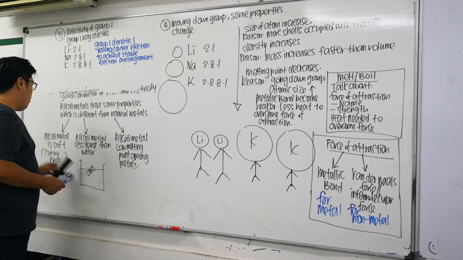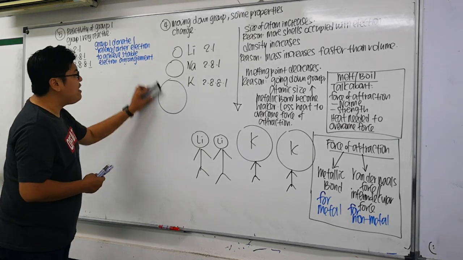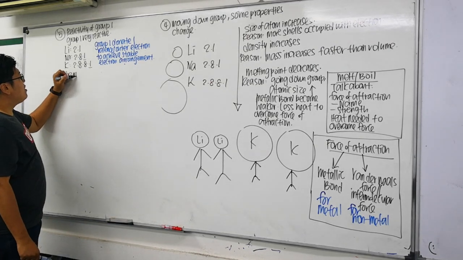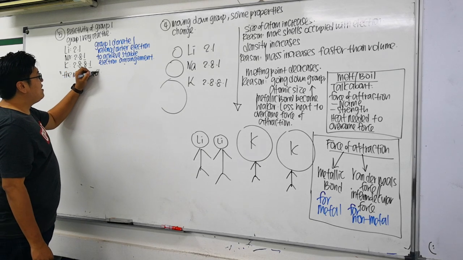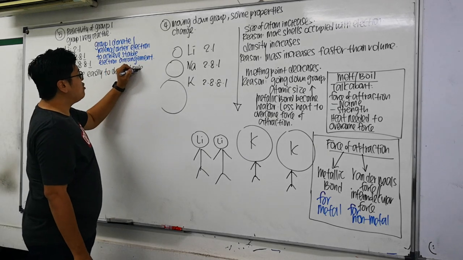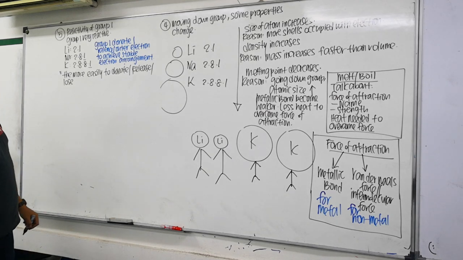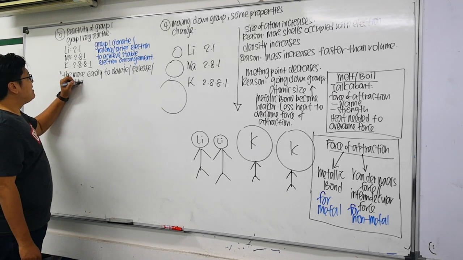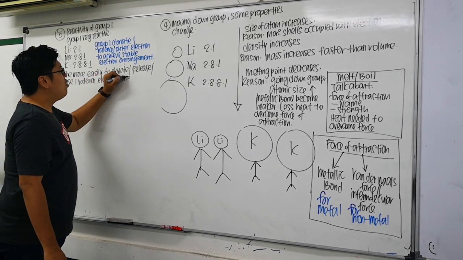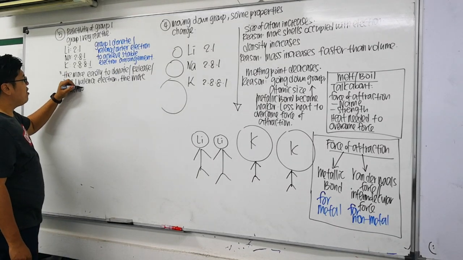Okay, so for group 1, how do we know how reactive they are? It depends on how easily they can throw the electron. The more easily you donate, or you can write the word release, or lose, one valence electron, the more reactive they are. They are more reactive when they can throw the electron more easily.